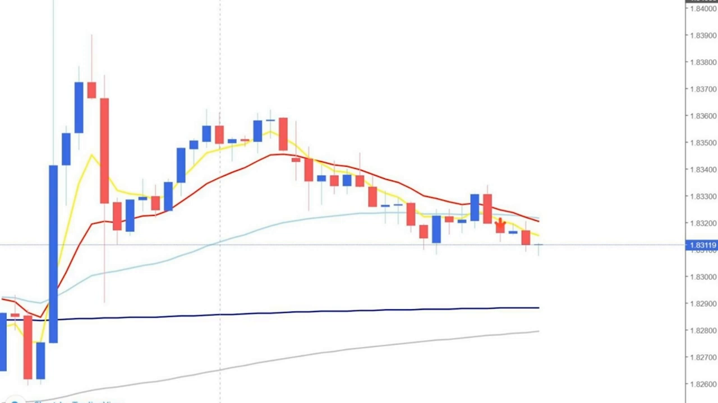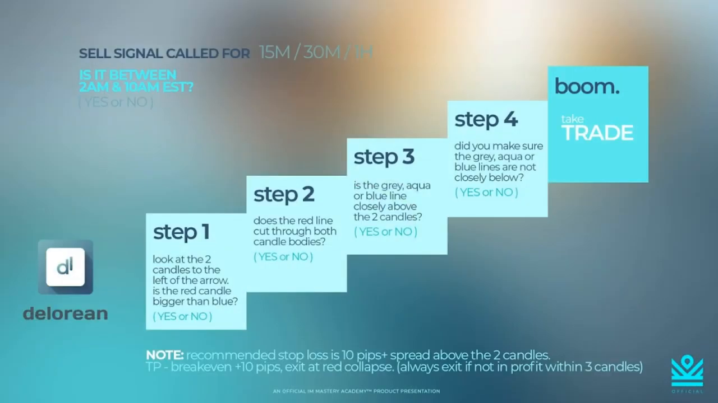So the moment we know that we have a sell signal, we will go and find our sell signal cheat sheet. This is for the lower time frame, and the first thing we'll do is read step 1. Look at the 2 candles to the left of the arrow. Is the red candle bigger than the blue?